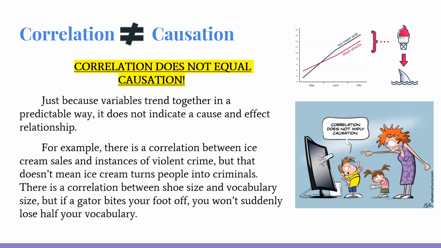So correlation does not equal causation. Just because variables trend together in a predictable way, it does not indicate a cause and effect relationship.